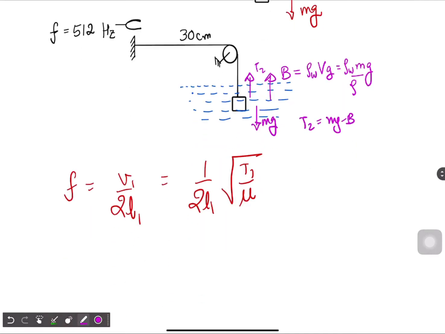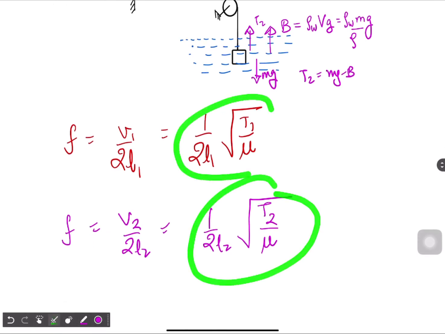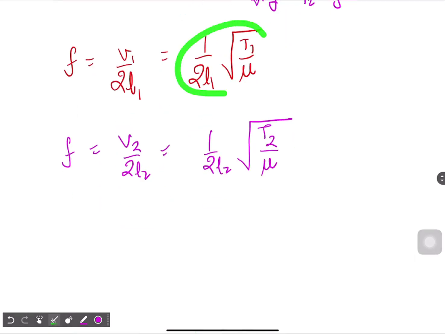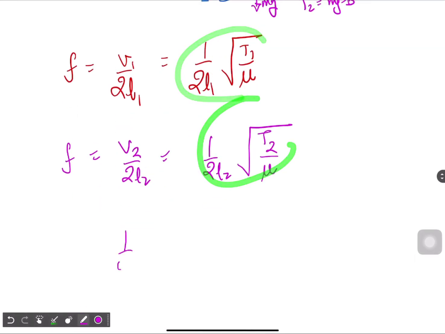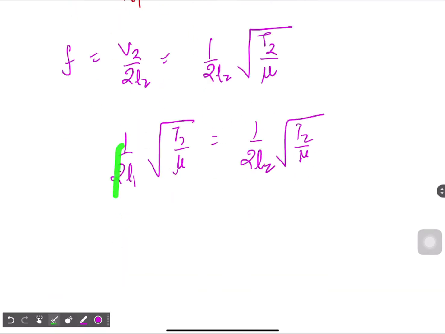So for the second case, your resonant frequency will be again v2 by 2L2. So that is 1 by 2L2 root of T2 by mu. Since the frequency is same in both because we are using the same tuning fork, you equate both of them. So you'll get 1 by 2L1 root T1 by mu equal to 1 by 2L2 root T2 by mu. So 2 and mu will cancel out and we square the equation. So T1 by L1 square equal to T2 by L2 square.